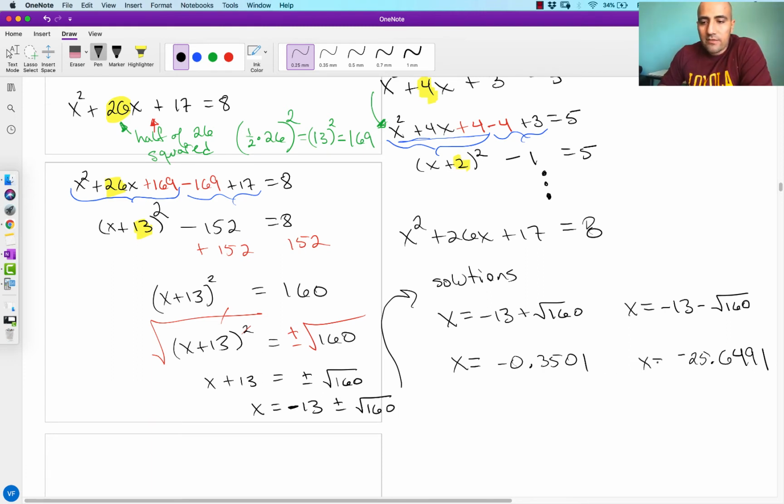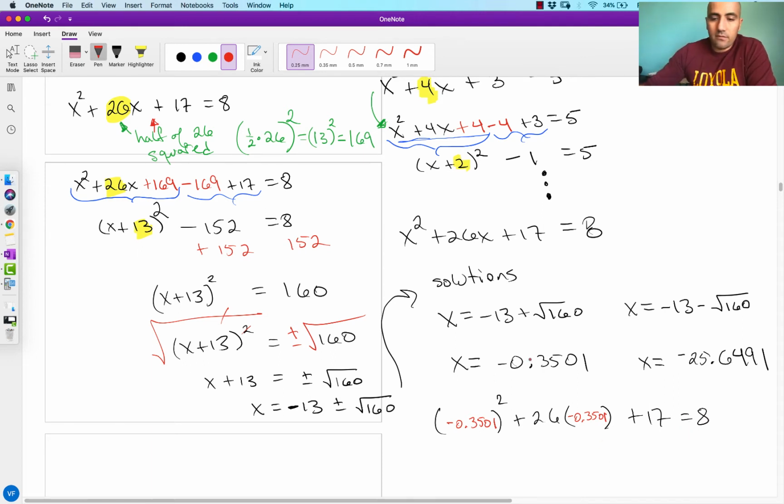We can check it, we can confirm that we're getting the right answer, or approximately the right answer, by plugging it in here. Blank squared, I'll make a little more space there, blank squared plus 26 times blank plus 17 equals 8, and hopefully if things work out, it must be in that negative 0.3501 squared plus 26 times negative 0.3501 plus 17 is approximately equal to 8.